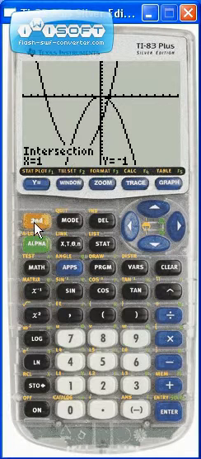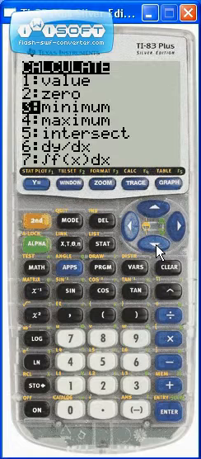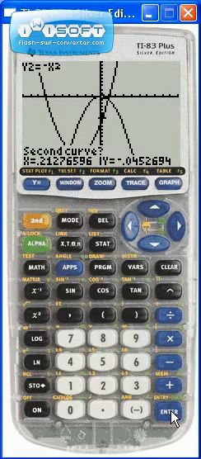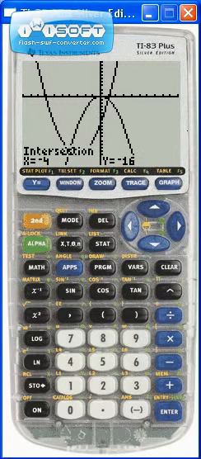If I want to find the other one, I can go to the calculate menu again, intersect, and this time first curve, it doesn't really matter where you are, just hit enter. Second curve, again enter, and the guess, this time I need to be closer to this left point than that right point. So I'll scroll over, hit enter, and there it's found it again, negative 4, negative 16.